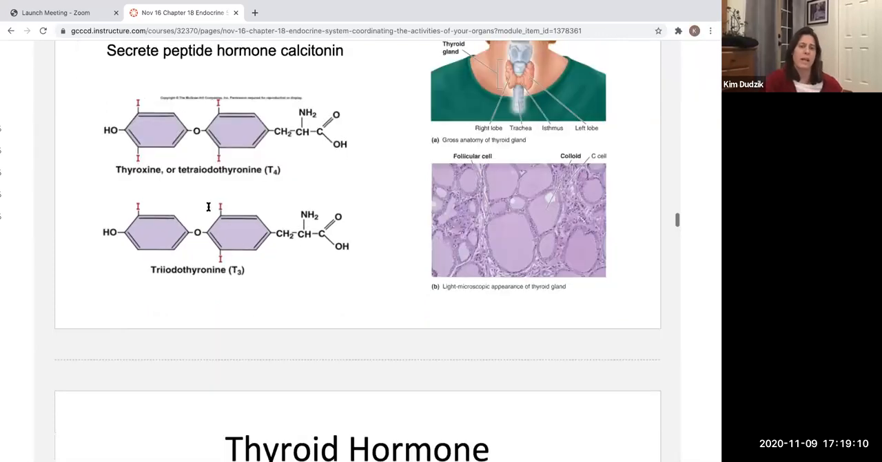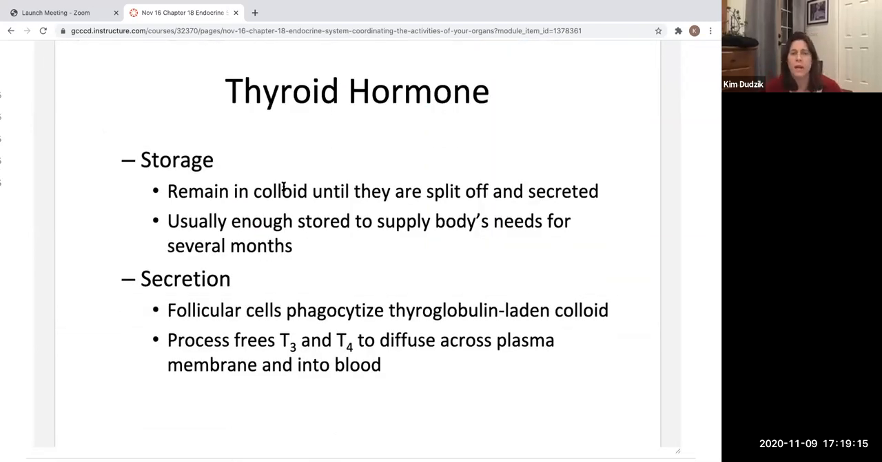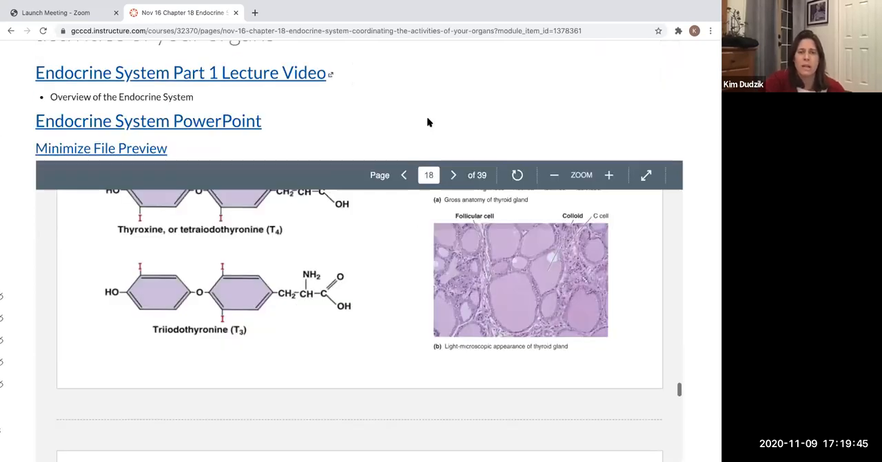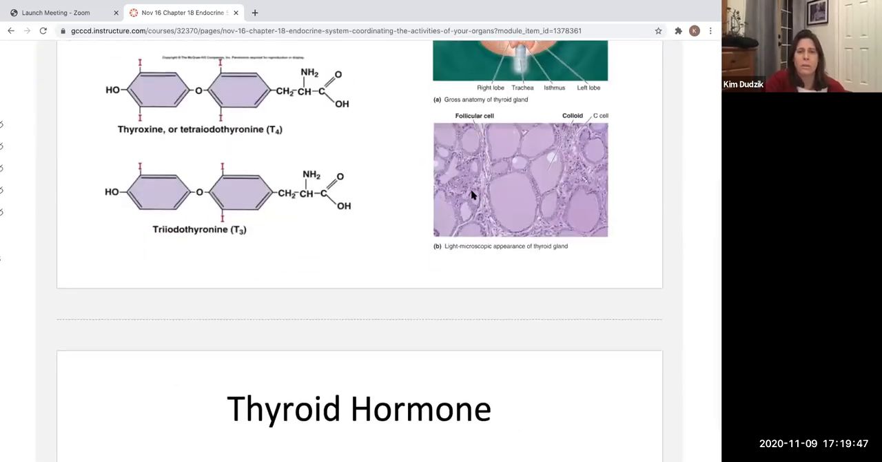And I think I have, yeah, I do. So again, thyroid hormones, T3 and T4, they remain in the colloid until they are split off and get secreted into the bloodstream. And usually there's enough stored in the colloid to supply the body's needs for several months, right? And so how does it get secreted? So those follicular cells actually phagocytize the colloid. They take it in, and that process then frees the T3 and the T4 to diffuse across the plasma membrane and get it into the general bloodstream. Okay, and then we'll go from there in just a minute of where it goes, where it's in the bloodstream.